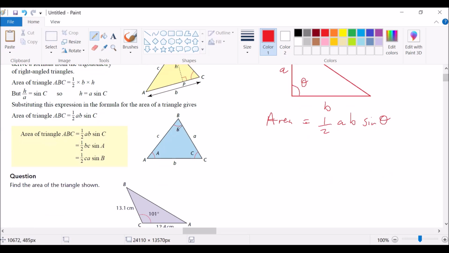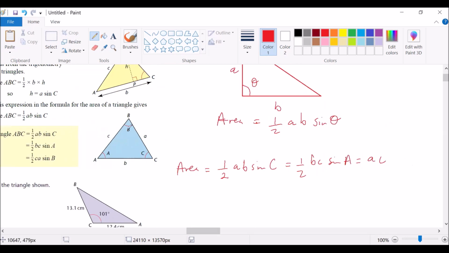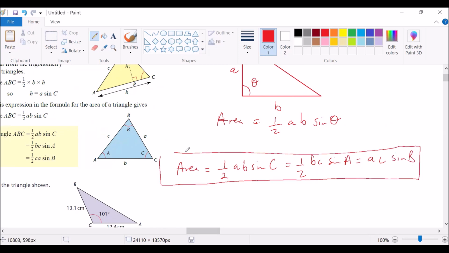If we have angles A, B, and C with sides A, B, and C, we can say area is equal to half A, B sine C, which is the same as half BC sine A, which is equal to half AC sine the included angle B. So this is how we find the area of a triangle for any type of triangle.